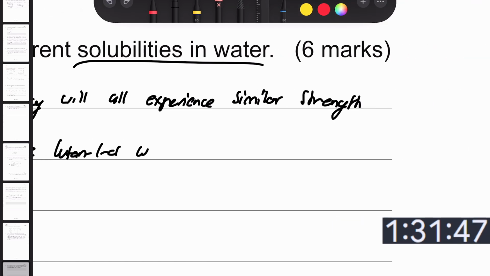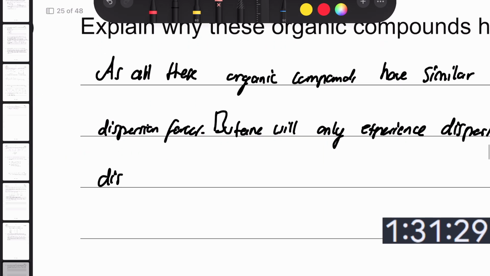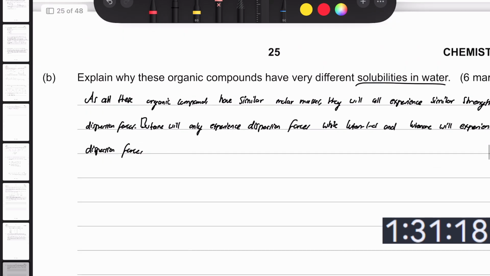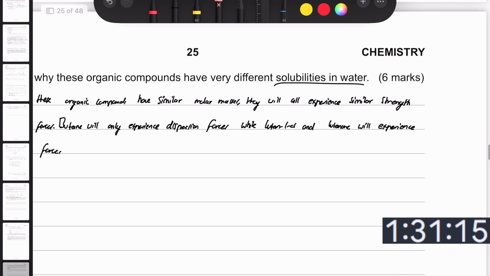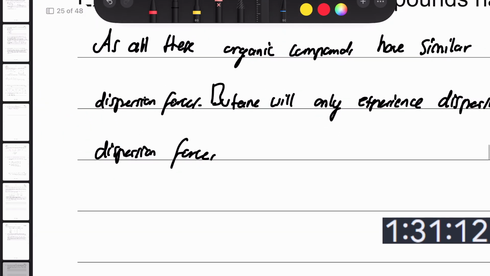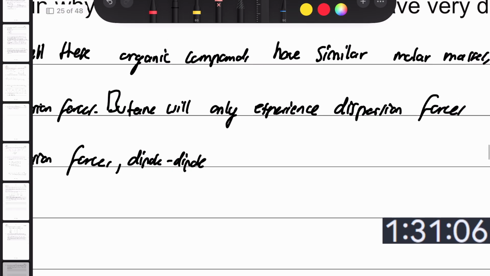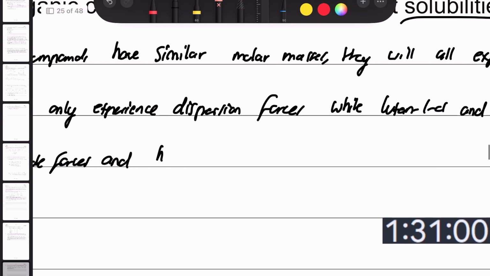Butan-1-ol. Can I not go back? Oh, couldn't go backwards there. Butan-1-ol and butanone will experience dispersion forces. My mom just came into the room. Where was I? Butane only experiences dispersion forces, while butan-1-ol and butanone experience dispersion forces, dipole forces and hydrogen bonding.